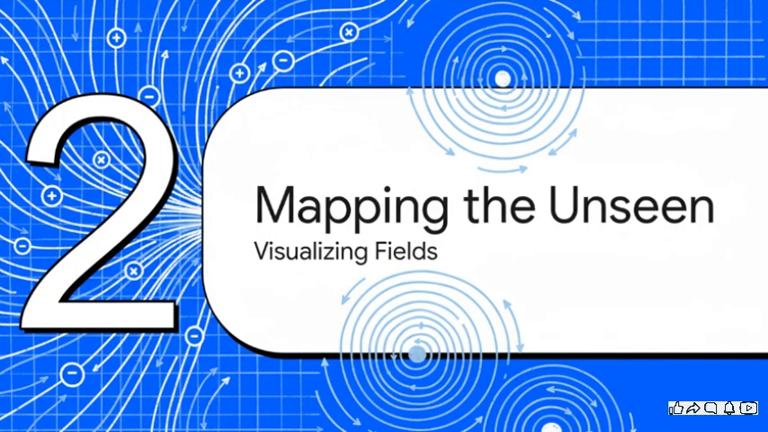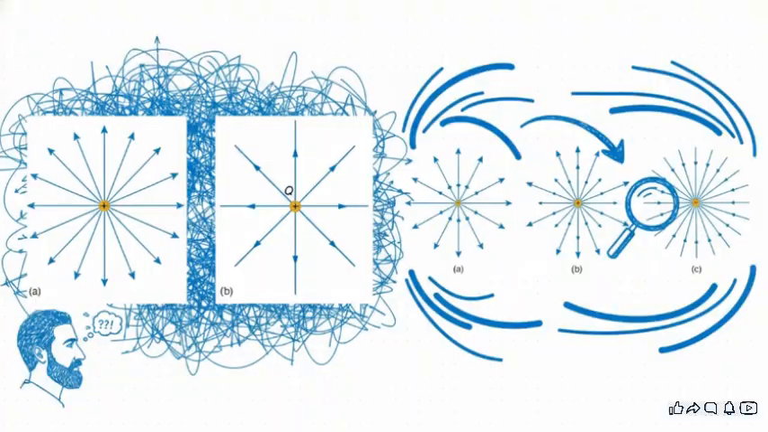Moving on to section 2, mapping the unseen, visualizing fields. So how do we actually see something invisible? Well, brilliant minds like Michael Faraday had to figure out a way to visualize this stuff. Initially, you might imagine a field as this messy, chaotic jumble of individual force arrows, with each one representing a tiny push or pull. But by standardizing this, those tiny arrows are replaced by smooth, continuous field lines. It basically becomes a map where the lines perfectly trace the direction of the force, literally making the invisible visible.